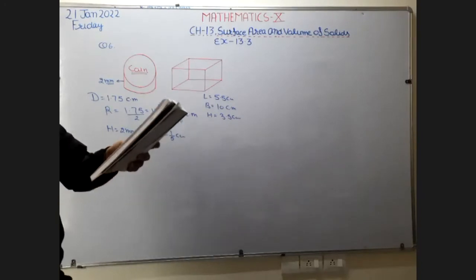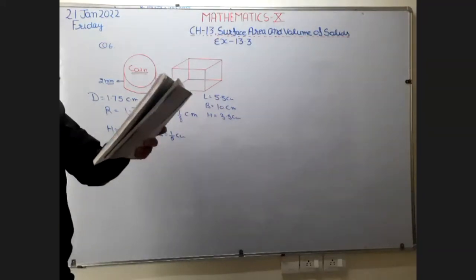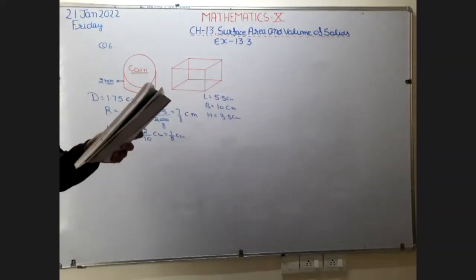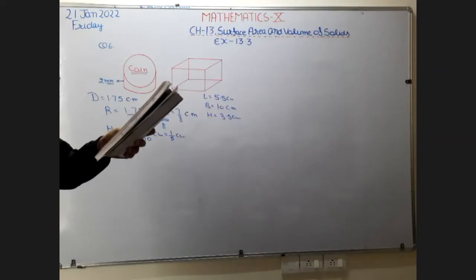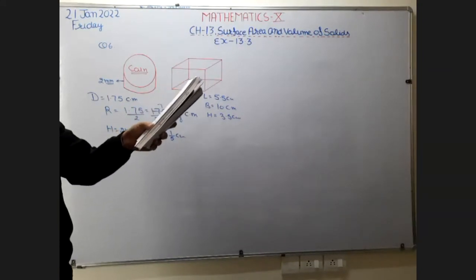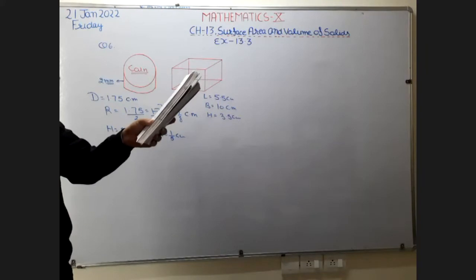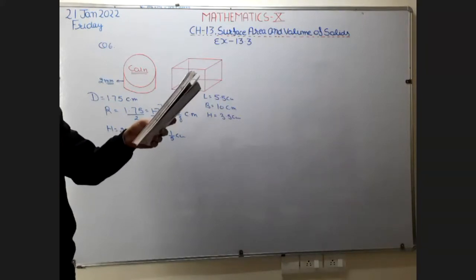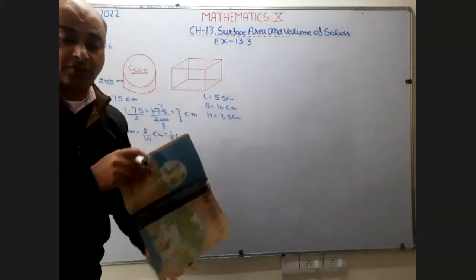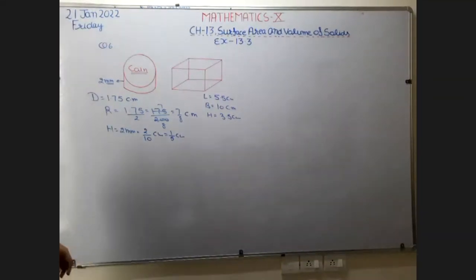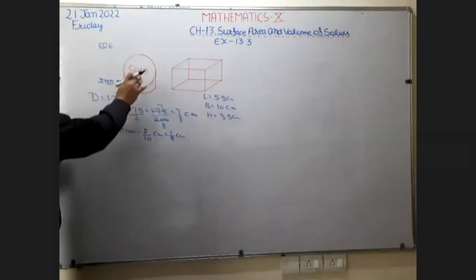How many silver coins, 1.7 centimeter in diameter and the thickness of the coin is 2 millimeter, must be melted to form a cuboid of dimension 5.5 centimeter into 10 centimeter into 3.5 centimeter. So in this question, we want to find the number of coins. With the help of these coins, I want to make this cuboid.